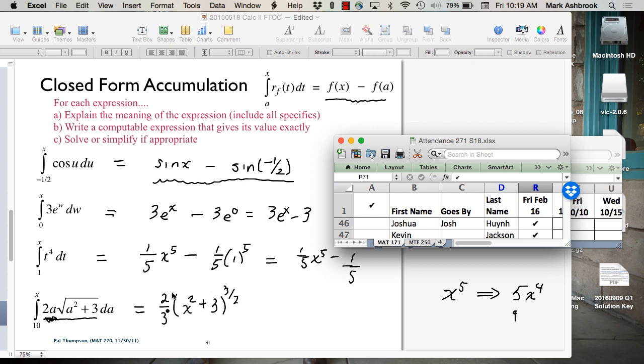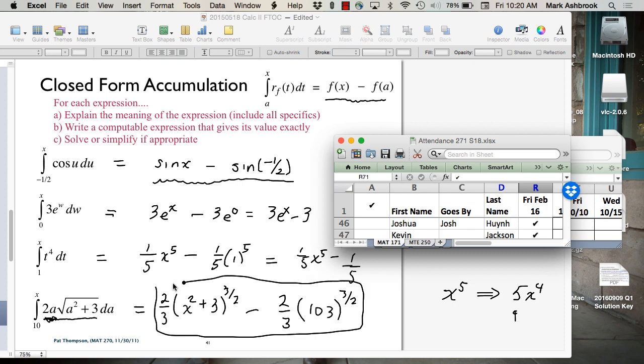3/2 times 2/3 goes away. X squared plus 3 to the 1/2, the square root, times the derivative of the inside, 2x. That's exactly what we have. But then we're not done with our closed form, right? Minus 2/3 times 10 squared plus 3 to the 3/2. So there's our closed form.